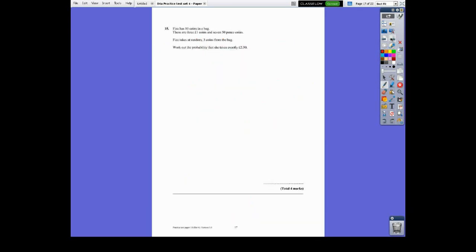Question 15. Visa has 10 coins in a bag. There are 3 £1 coins and 7 50 pence pieces. Visa takes at random 3 coins from the bag. Work out the probability that she takes exactly £2.50. Now, the best way to do this one, if you had the space, would be to do it in a tree diagram. Because there will be 3 sets of branches, it's probably better just to figure out the different ways of doing it.